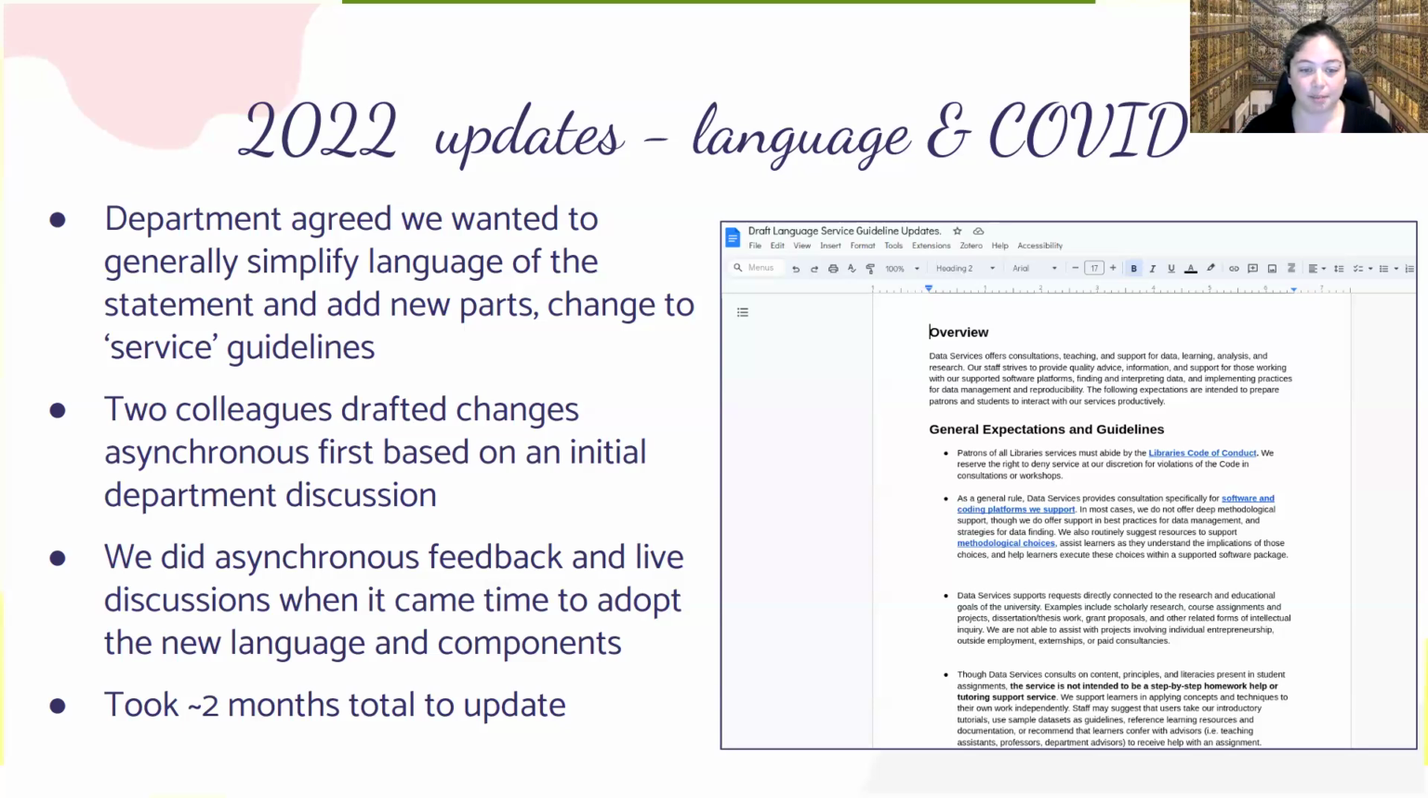Based on this, we did another round of asynchronous feedback and live discussions. It took about 2 months total. You can see some of the updates here.